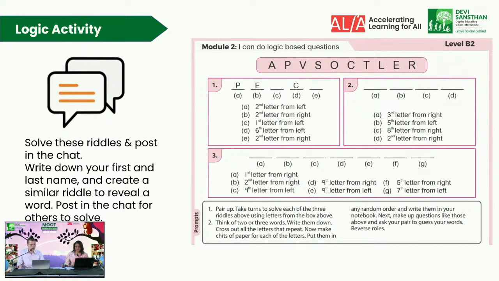Then 9th letter from right. These are tricky clues. 9th letter from right. And then we've got 9th letter from left. Then we have the 5th letter from the right. And then we've got the 7th from the left. 3, 6, 7. Okay, I've got it.